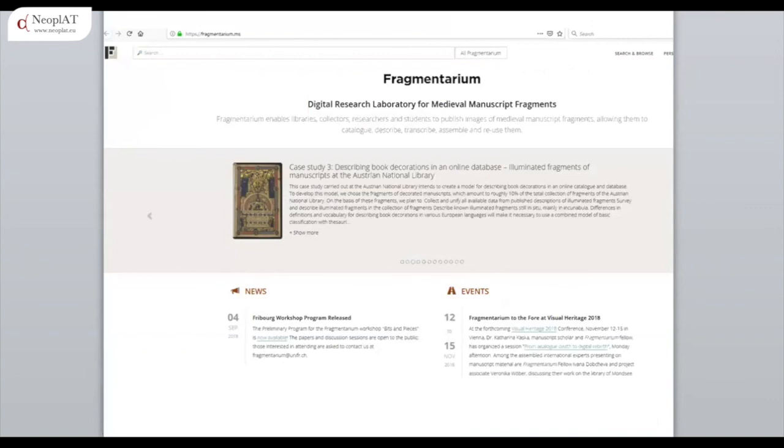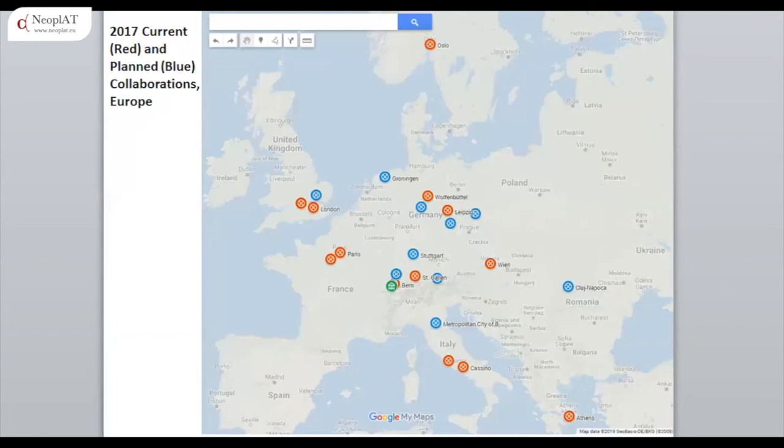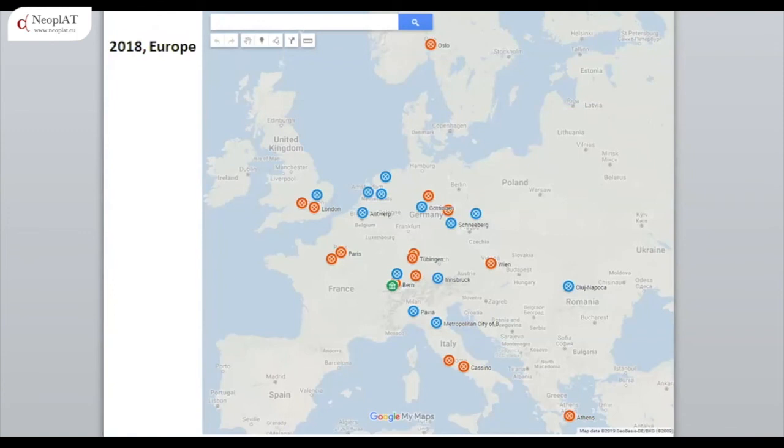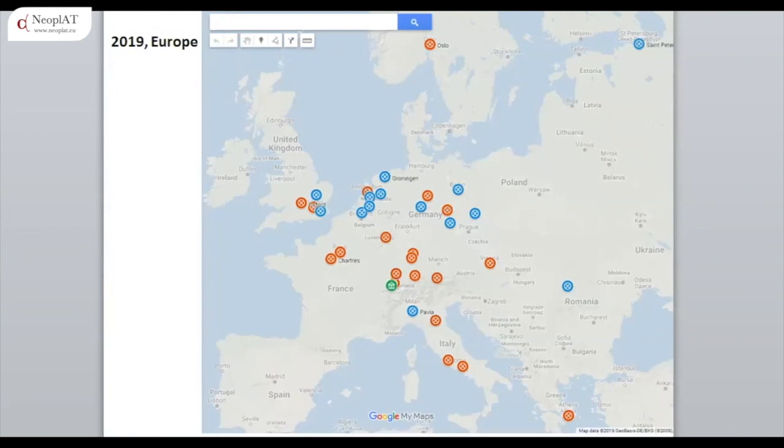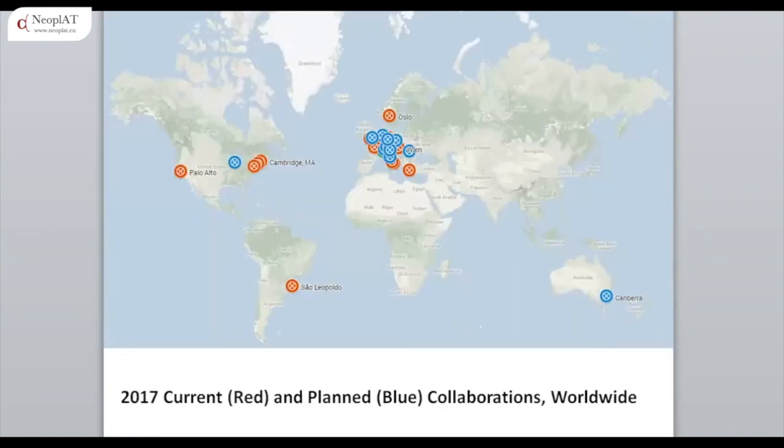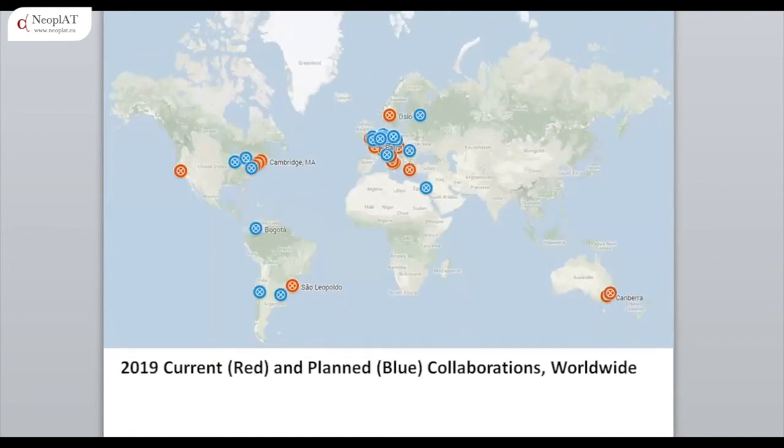We had about 367 manuscript fragments. And we launched in St. Gall, and since then we've been growing. I've plotted year after year, and I have to plot this year, the growth of the project in terms of current and planned collaborations. You can see Europe is growing. This is last year already. It's changed. We've added quite a few more. And then around the world, that's also going, and we've also got several more coming up.